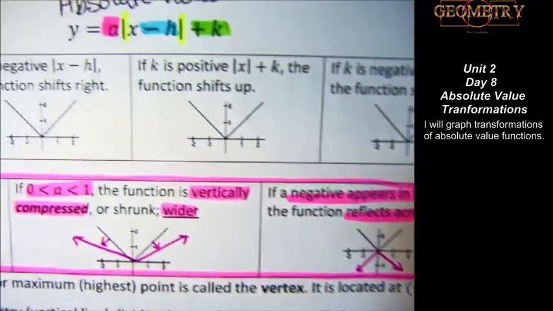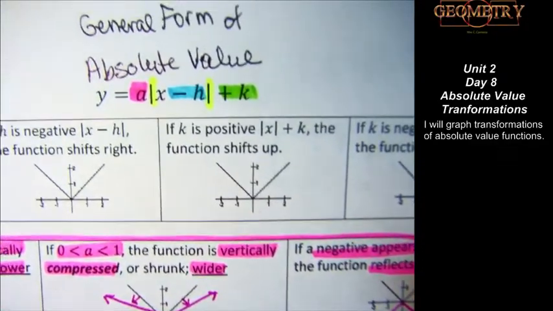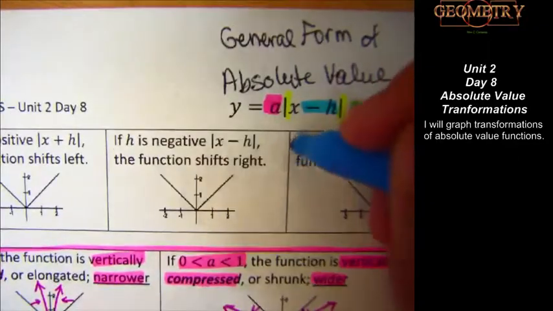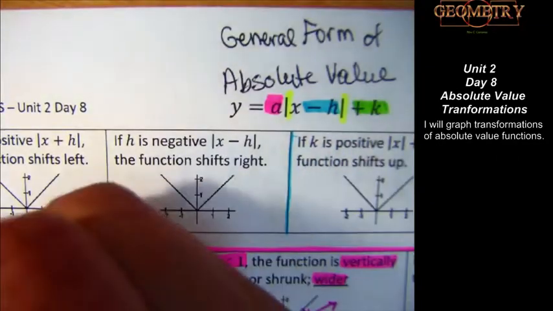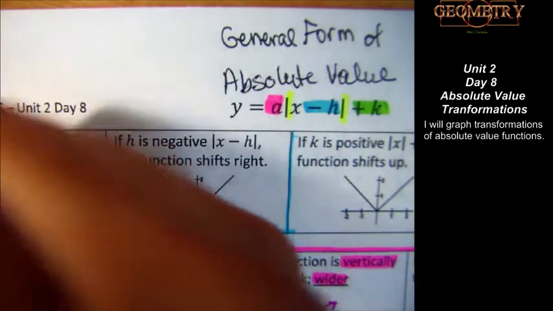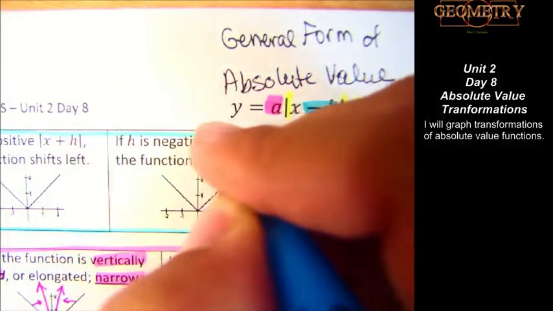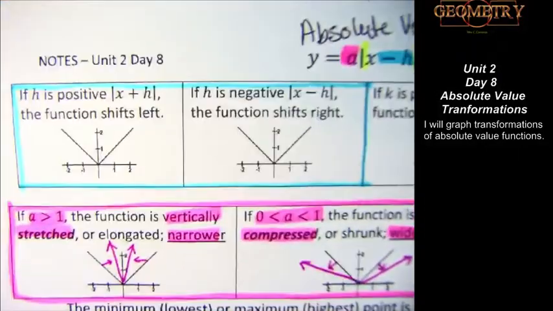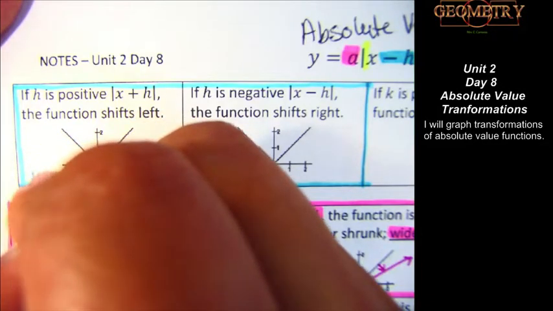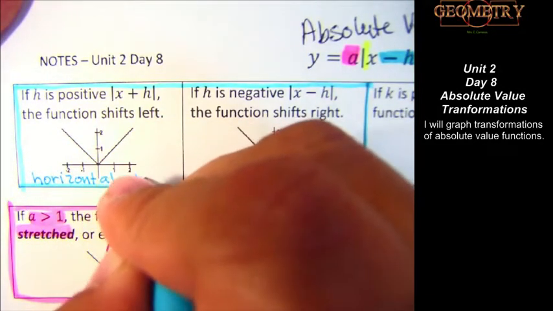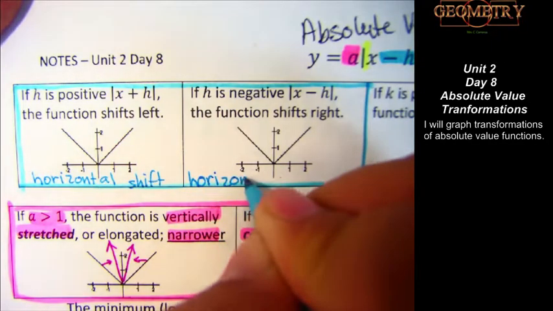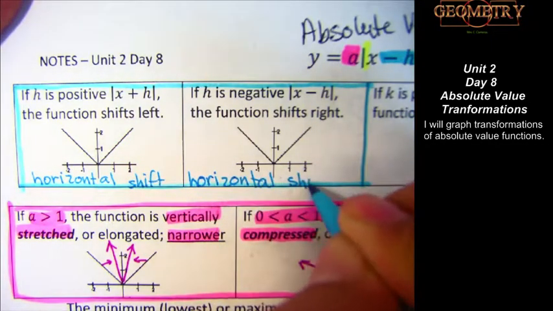Next up, looking at the absolute value general form again, we notice this -h inside. The information that that part is controlling is going to be these first two boxes right here. And so that'll be the next thing we talk about. Both of these are some sort of horizontal shift. That means we're going to move either left or right. And the value that h is taking will tell us whether we're going left or right and by how far.